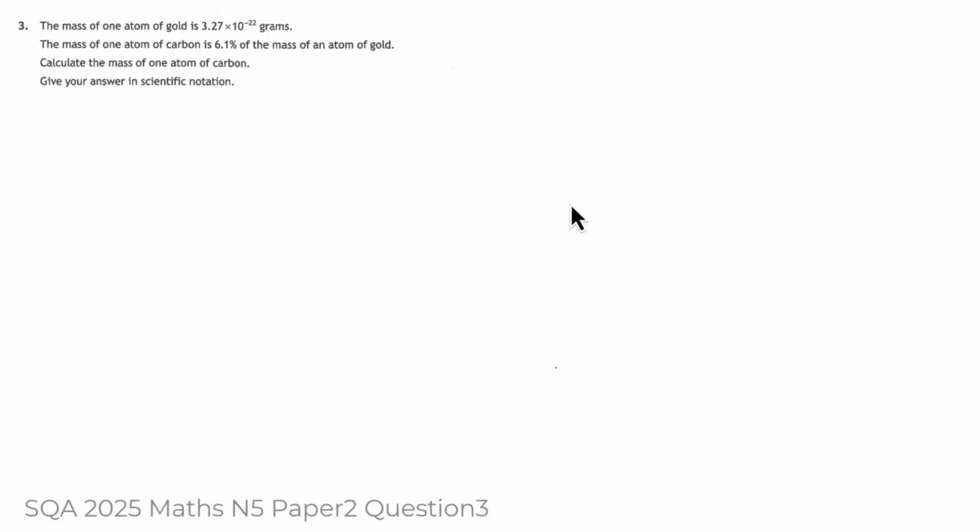So here's question 3. We're told the mass of one atom of gold is 3.27 times 10 to the power negative 22 grams. This, of course, is in scientific notation. It's a terribly, terribly small number. And to write that out fully, you'd have a 0.000, loads and loads of zeros. So scientific notation is a method of writing these terribly small or terribly large numbers in a more convenient way.